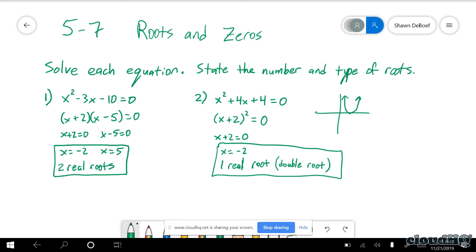In some classes, and pre-calc is probably the same way, instead of saying double root, they'll use multiplicity. So they would say the multiplicity is 2. You could have roots that happen more than twice even. You could have a third root or a fourth root, and their multiplicities would be higher. So that's consistent with what you'll see then as well.